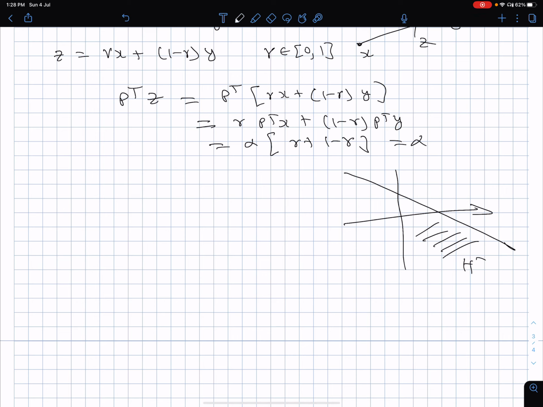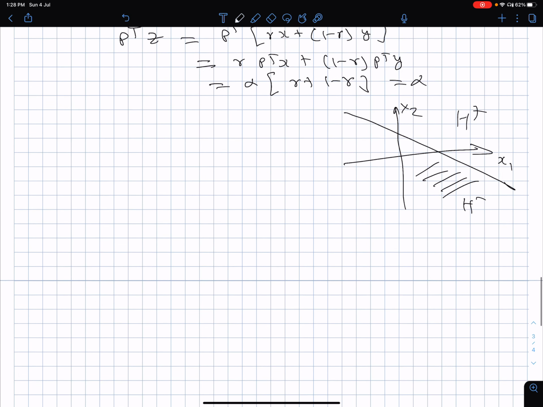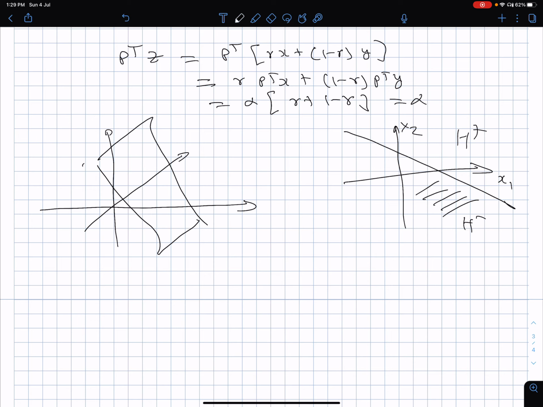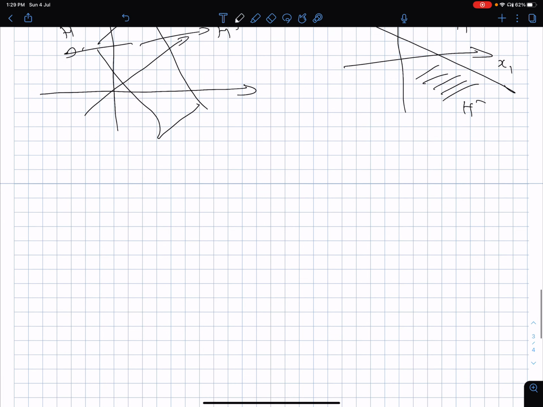Now, just like a line divides a plane into two halves, let's call this h minus, and let's call this h plus. This line divides this plane into two halves. Similarly, in 3 dimensions, think of a plane extending all the way here. It will divide the 3 dimensional space into two halves.